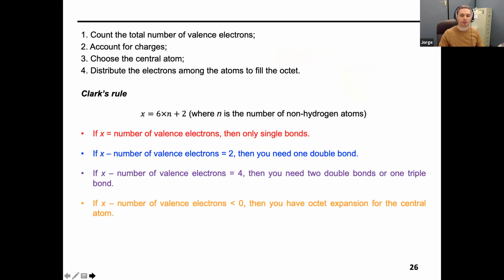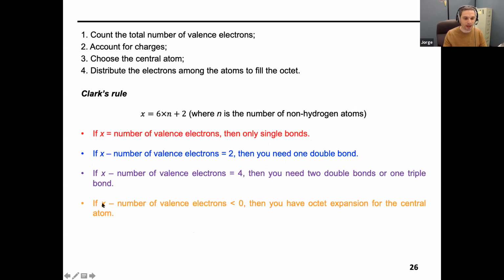Okay, so now let's add one more thing to the Clark's rule that will help you figure out Lewis structures for covalent compounds. We knew the first three already. If X is equal to the number of valence electrons, then only single bonds. If the difference is equal to 2, you need one double bond. If the difference is equal to 4, then you need two double bonds or one triple bond.